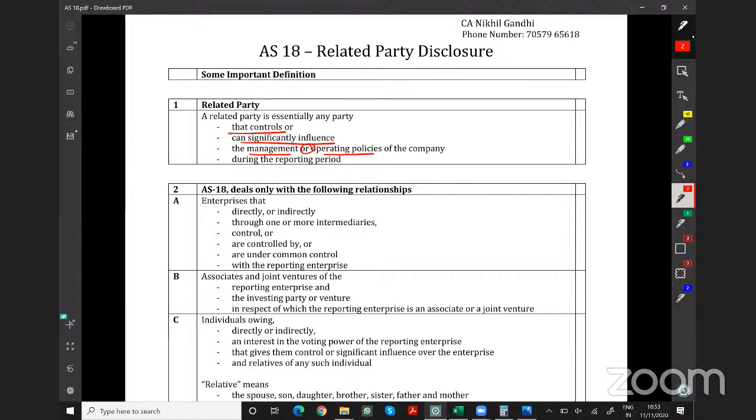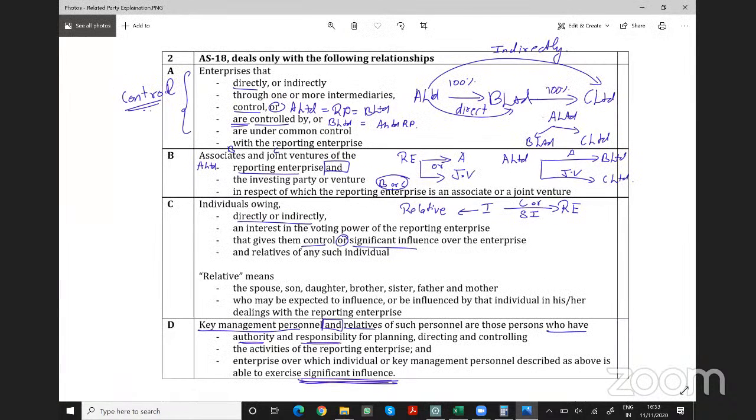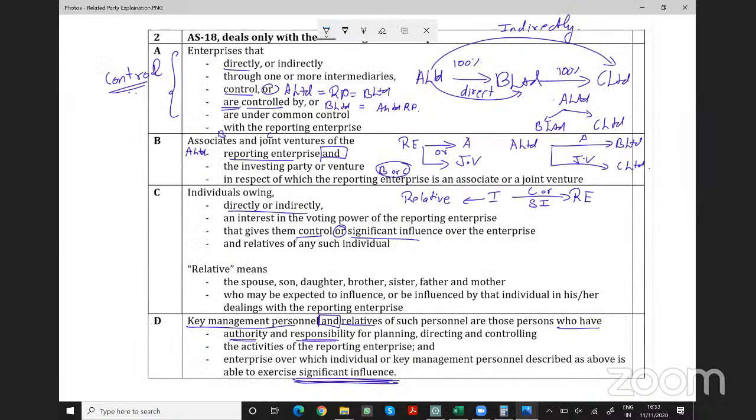So what do you mean by AS 18 deals only with the following relationship? I've taken this with an example. AS 18 deals with the following relationship: enterprise that is directly or indirectly through one or more enterprise controlled or are controlled by or under the common control with the reporting enterprise. A controls B. So this is known as a direct control. B controls C. So means A indirectly controls C also.